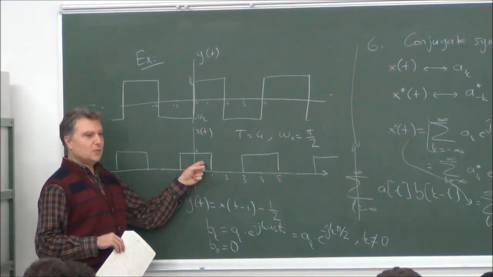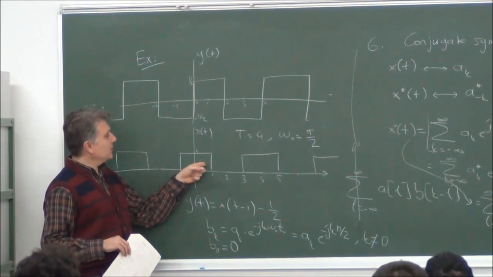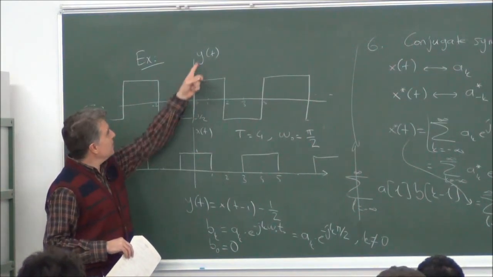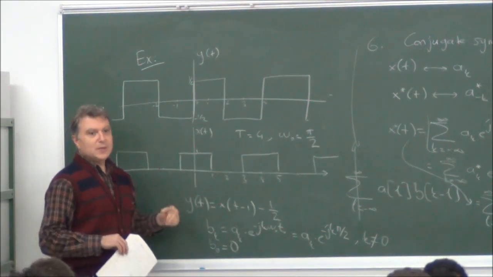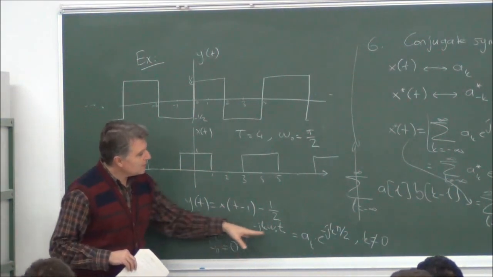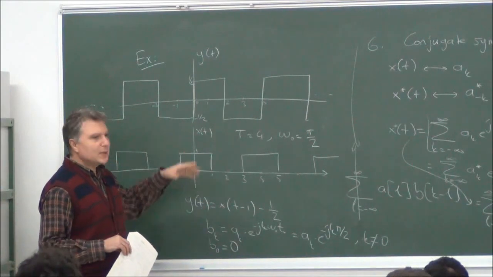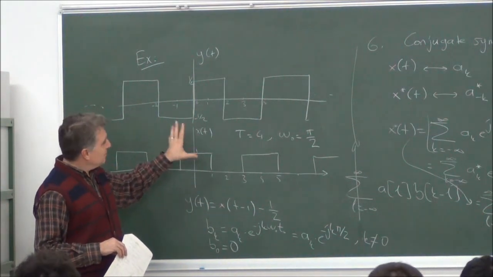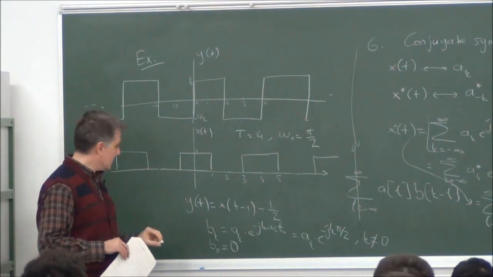This one has 1 over 2. A0 corresponding to x of t was 1 over 2. B0 corresponding to y of t was 1 over 2 minus 1 over 2, which is 0. Other than that, all the others are just plain shifted versions like this. We will continue with more elaborated versions of this example tomorrow. Okay? So let's stop at this point.